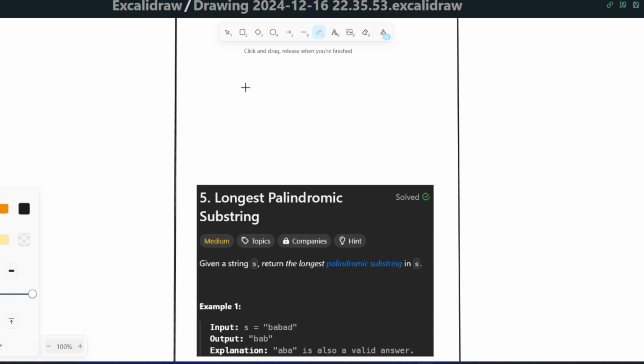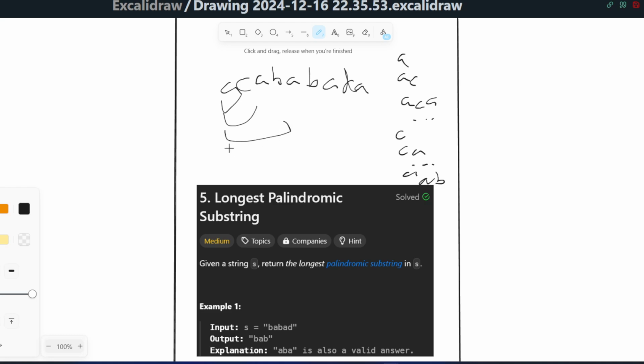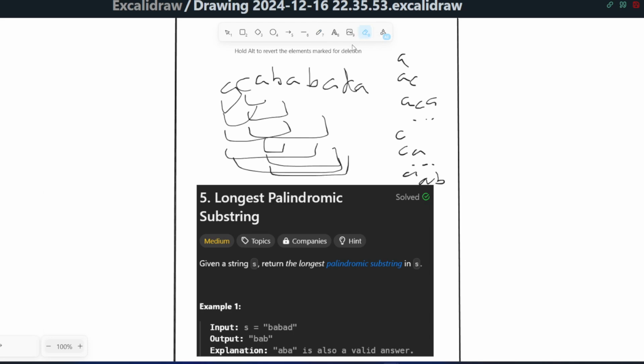Let's say we have A, B, A, B, A, and then let's add C, D, A. So the brute force approach would basically be listing out every substring. You start with A, and then AB, and so on. You just check all of these, and you keep on going down, and then you check the C, and then you check all substrings starting at the second A, and so on.